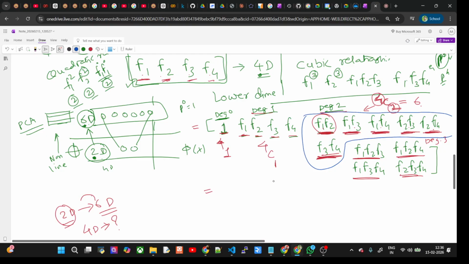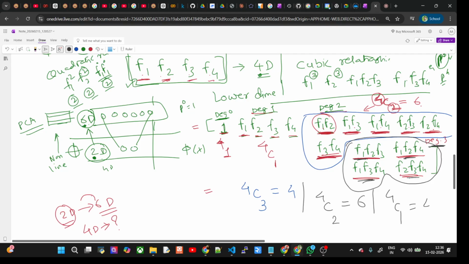For degree 3, I am using 4C3. What is this? 4C3 equals 4 values. These are the 4 values here, 1, 2, 3, 4, with degree 3. For degree 2 I need 4C2, which we have calculated as 6. For single, 4C1, how much is that? It is 4. And this constant is anyway 1.